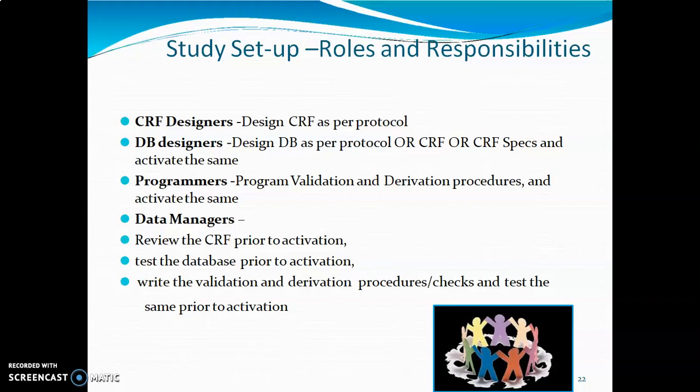Now the main work of data managers is to review the CRF prior to activation, because the success of a clinical trial depends only on the data. If high quality data is there, such research work will easily get weightage and approval. So the data manager takes more care and reviews the CRF prior to activation, and even tests the database prior to activation, because the programmers are going to activate it. Test data will be created by the database designers, but the data manager will check everything.